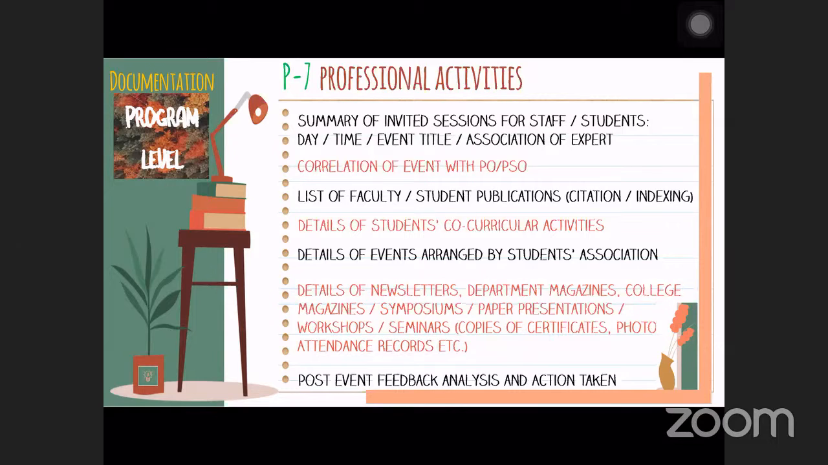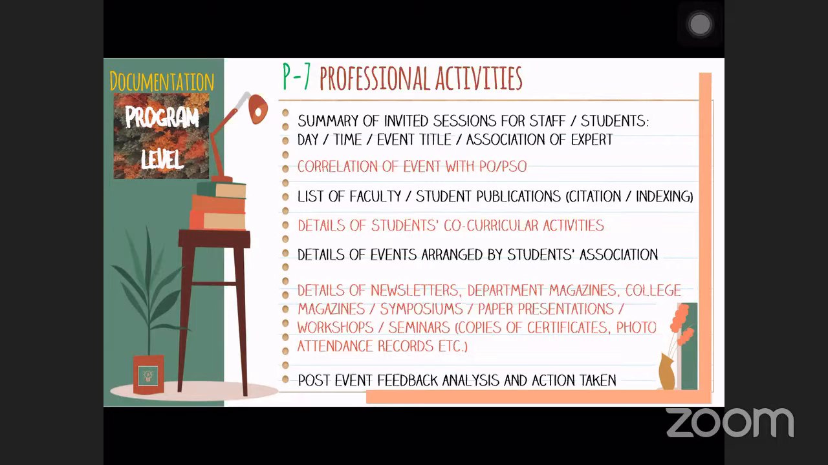Then the details of students' co-curricular activities should also be there in this file. The co-curricular activities may be participation of the students in seminars, participation of the students in workshops, and maybe the presentation of papers in certain symposiums. So all such records should be available in this file P7.